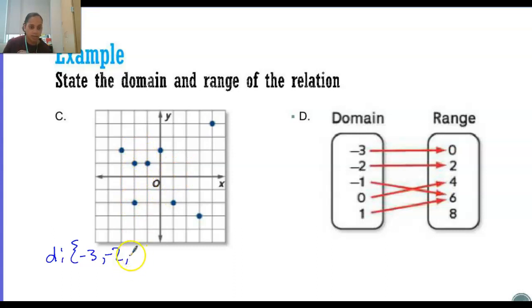This next point would be -1, 0, 1, 3, and then 4.